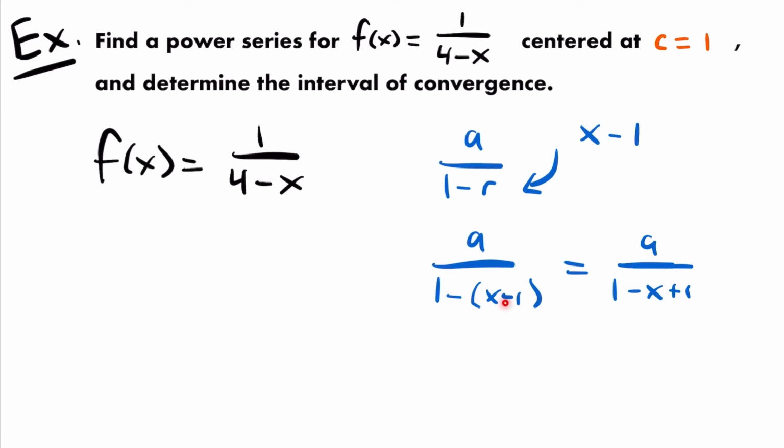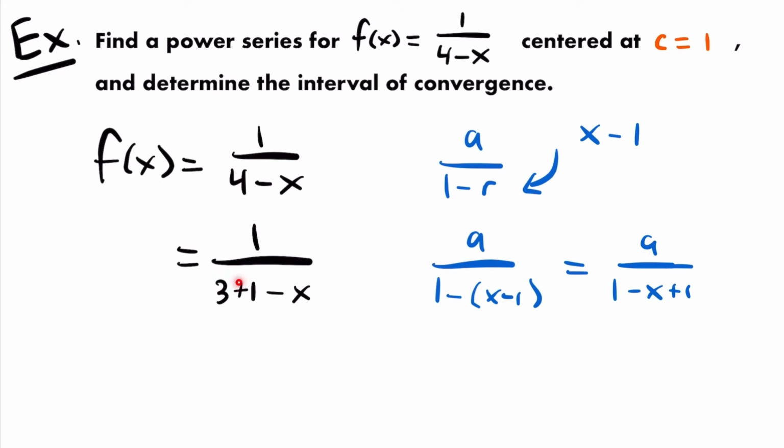In other words, we want to get this negative x and positive 1. And so how are we going to do that? Well, we could do the method from before, where we add 0 in the form of plus 1 and minus 1, but an easier way to do that in this case is just to split up this 4 into two different values, right? 4 is equal to 3 plus 1, so we could rewrite this function to be 1 divided by 3 plus 1 minus x, right?